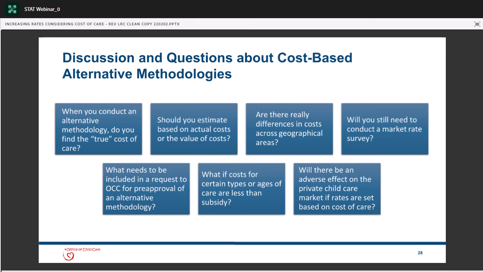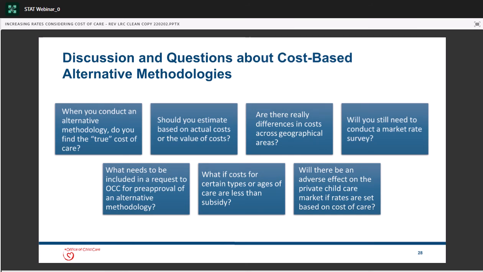And the last box on the slide, will there be an adverse effect on the private market if rates are set based on cost of care? The possible impact on the private pay market is one to anticipate, but lead agencies may not necessarily know what the effect might be. Again, your stakeholders, including your providers, may be able to offer valuable anticipatory guidance on this.